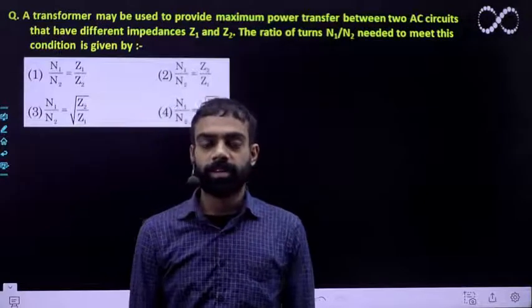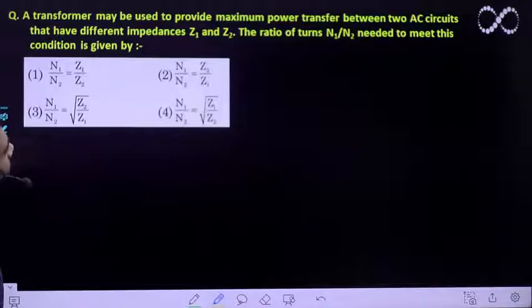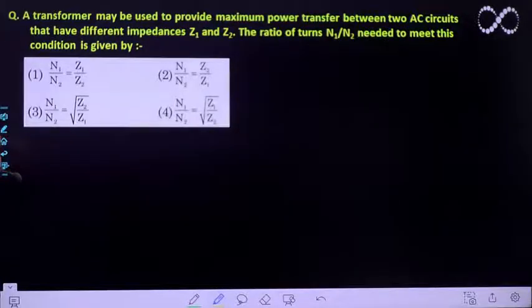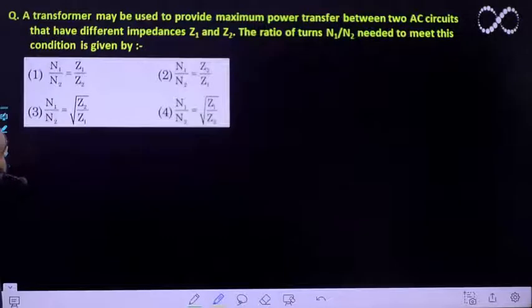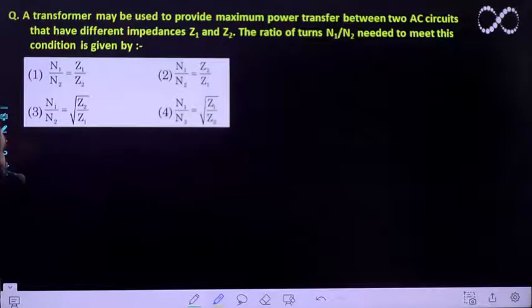Hello students, let us see this question here. A transformer may be used to provide the maximum power transfer between two AC circuits that have different impedances Z1 and Z2. The ratio of turns N1 upon N2 needed to meet this condition.